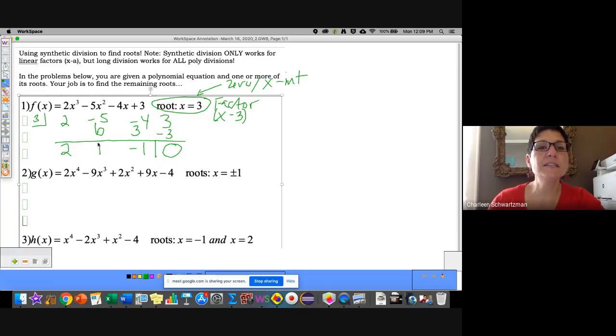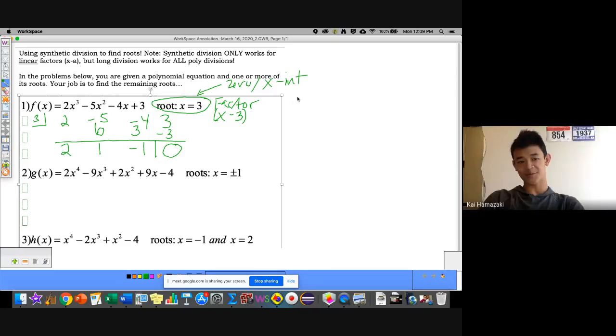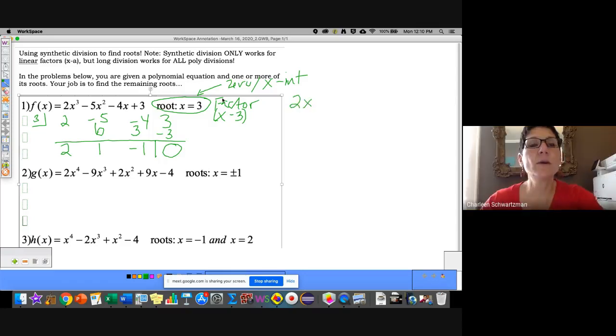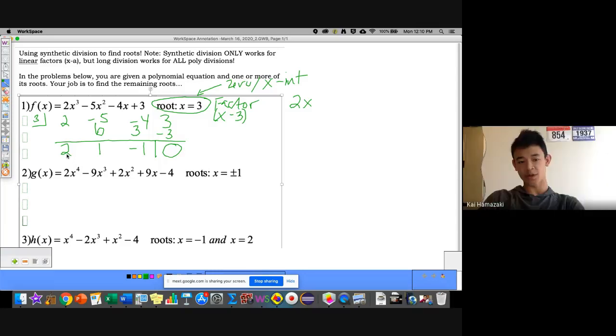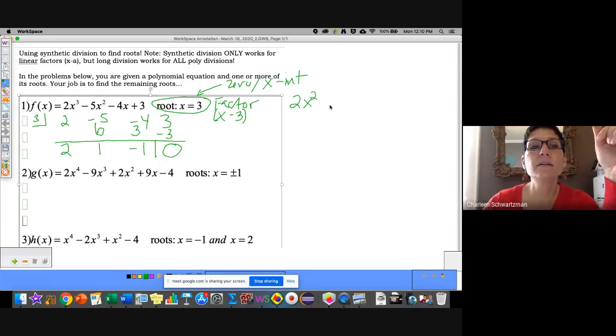So now, what is the significance of these numbers here? What are these guys? Coefficients. Coefficients of what, Kai? Of the x squared, x. So is the 2 a 2 what? 2x squared, okay, followed by x. And then -1. Good.